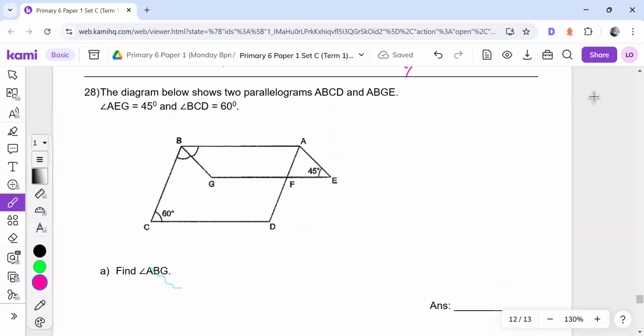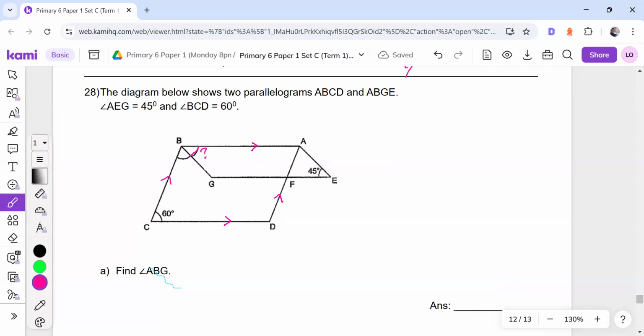Question 28. How do you find angle ABG? Remember, those of you who came for my lesson today and those who are coming on Saturday: if you see an angles problem, number one, put down the question mark. Number two, put down some arrow signs to show the lines are parallel, because there are important properties when you see parallel lines. Next step is to look for angles that are easy to find.